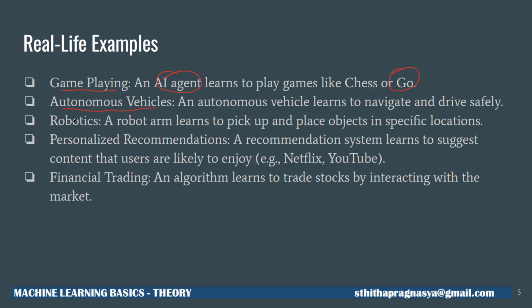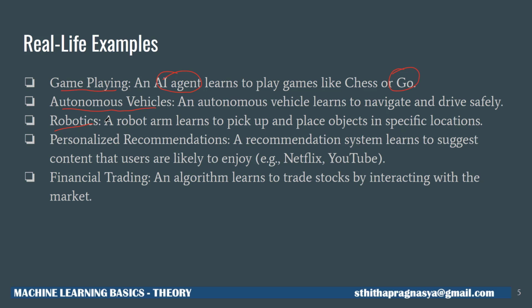And next example is robotics. You might have already guessed it. Scenario, a robot arm learns to pick up objects and place them in specific locations, such as on an assembly line or in a warehouse. How does it work? State, the current position of the robot arm and the objects it interacts with. Action, movements of the robot arm, such as extending, rotating, gripping.